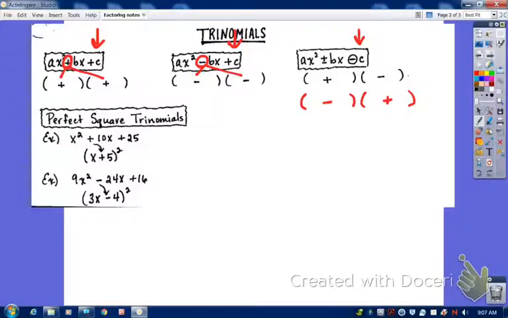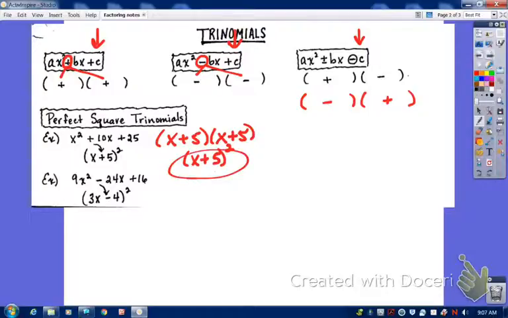All right, the next two examples are just showing you that if you end up with something like x plus 5 times x plus 5, the book is probably going to write that as x plus 5 binomial squared. It's okay to write x plus 5 times x plus 5 as your factors, but the book will probably go ahead and write it as x plus 5 squared just because that's a simpler way to write it.